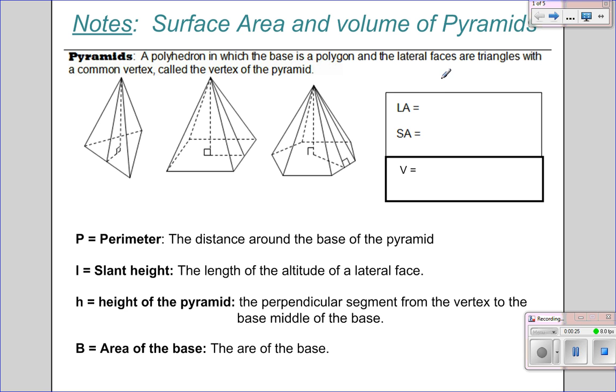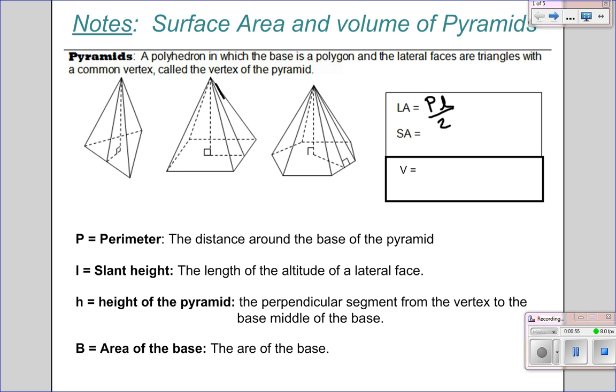The lateral area of a pyramid is the perimeter of the base times the slant height divided by 2. Let's talk about what those words mean. So P equals the perimeter, the distance around the base of the pyramid, so you add up all the sides of the base. The slant height is the altitude of a lateral face. In other words, you start at the vertex and you go down the side, and that is the slant height. It's not going down the middle of the pyramid, but down the middle of the side of a pyramid.